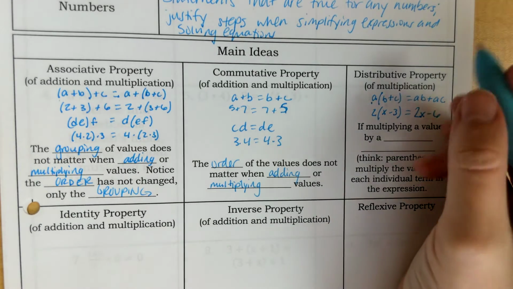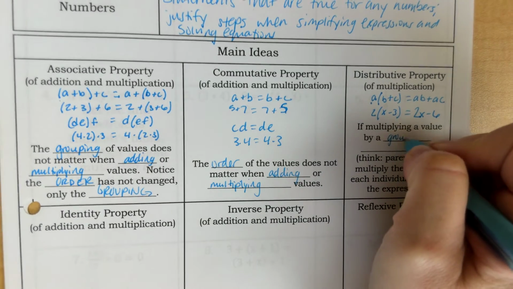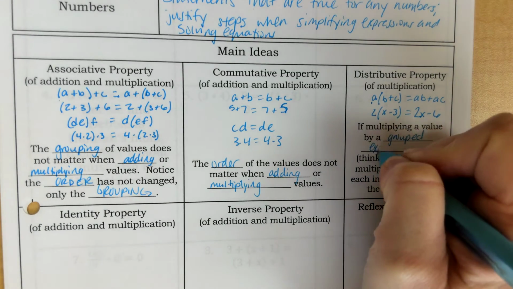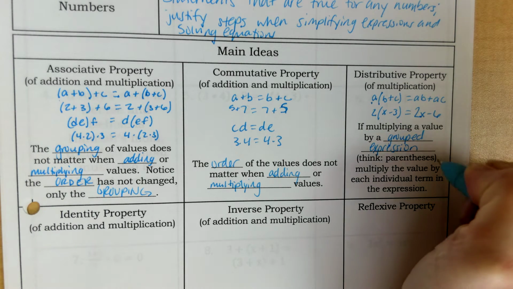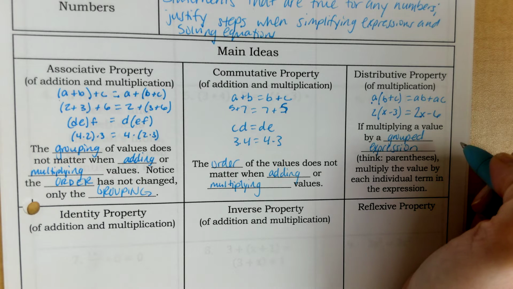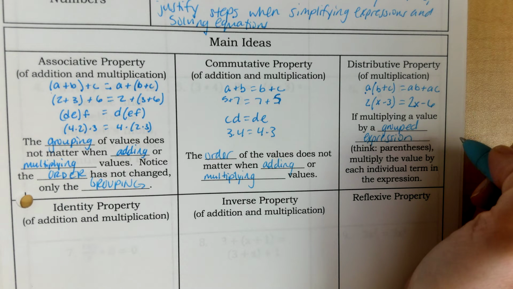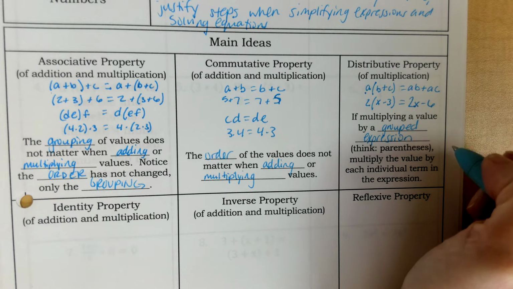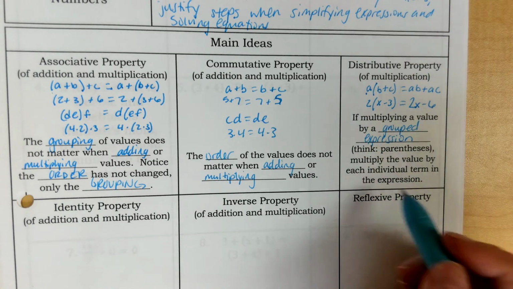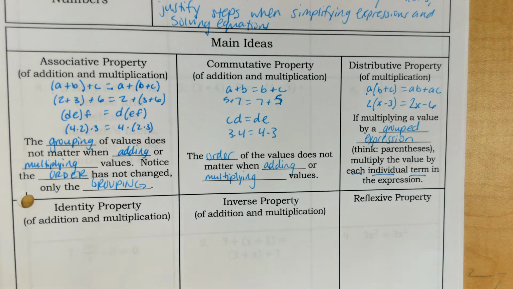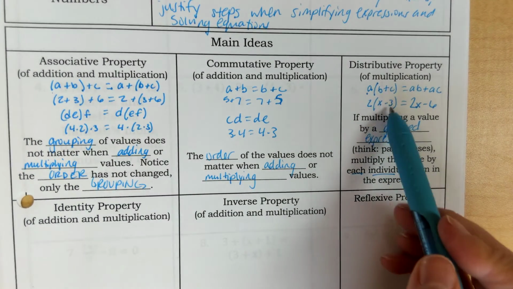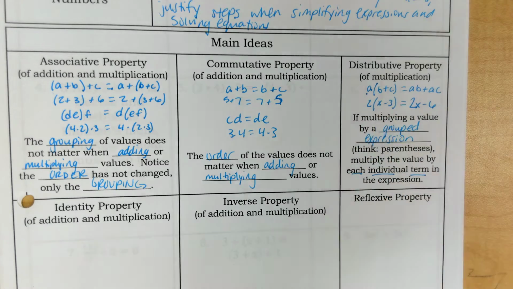So if multiplying a value by a grouped expression, okay, and it's not always parentheses, but I want you to think of it as parentheses. Sometimes it could be a different grouping symbol. But when we're multiplying a value by a grouped expression, you have to multiply the value by each individual term in the expression. That's really important because I'm not just multiplying the 2 by the x. This grouping is telling me that the 2 has to be multiplied by both terms.